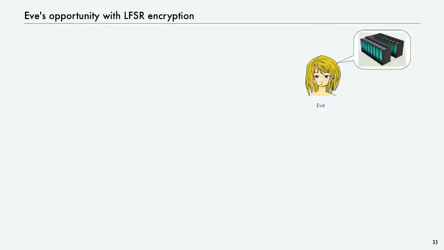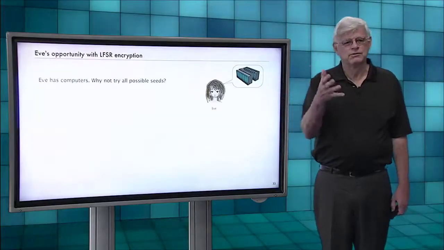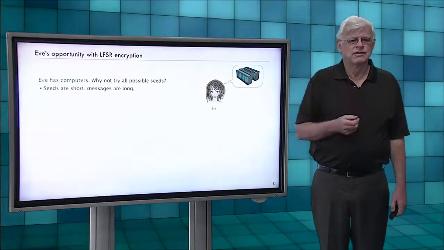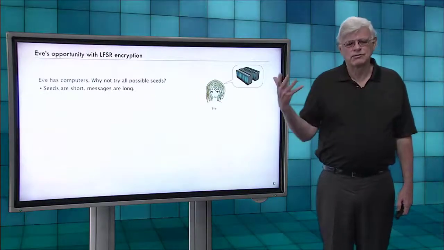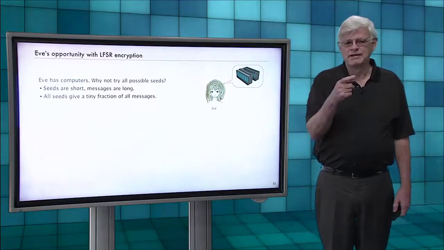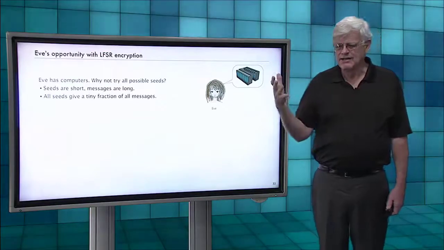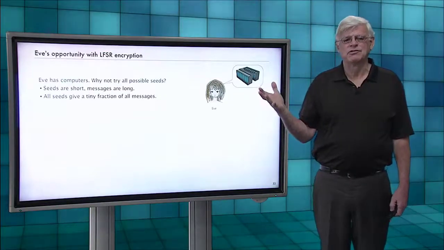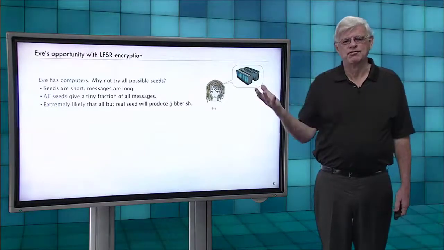So what about Eve's opportunity now? She's got computers, and again, we're going to assume that she even knows they're using LFSRs and what the taps are. Why not try all possible seeds? The message is really long, but the seeds are short. And if you try all seeds, you're only going to get a tiny fraction of all possible messages, so it's reasonable to conclude that most of them will be gibberish.